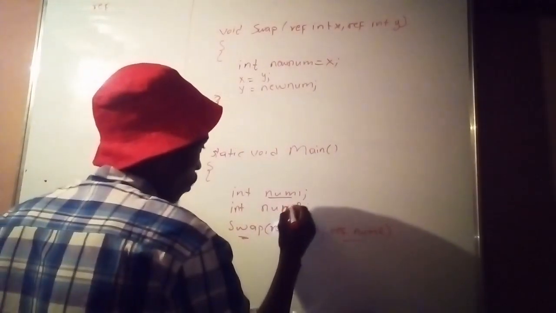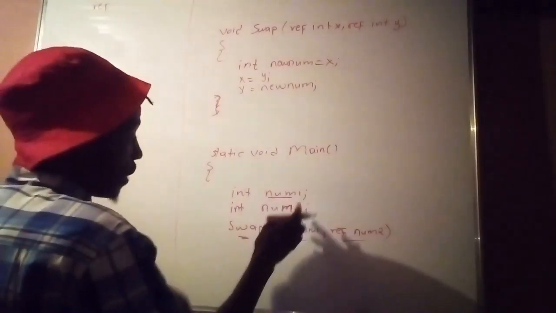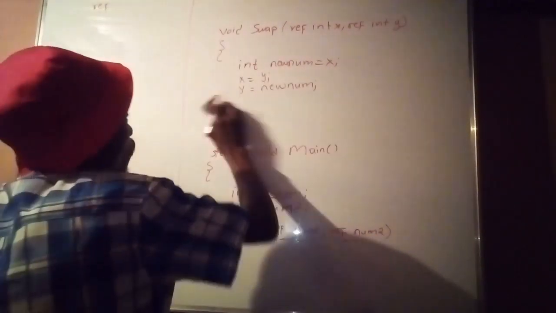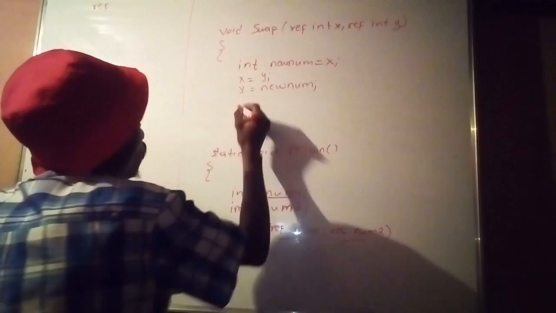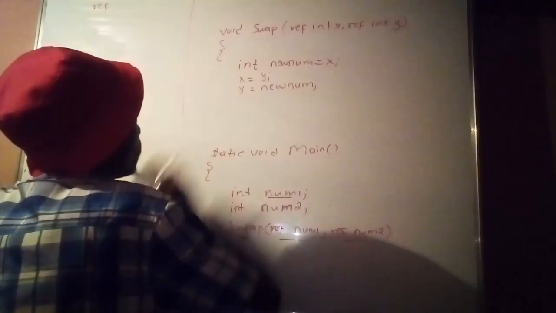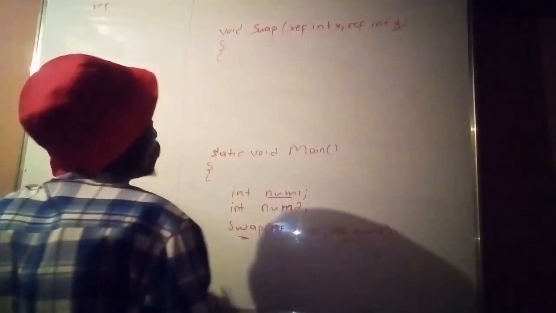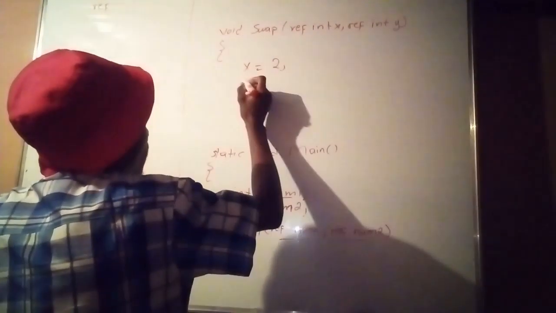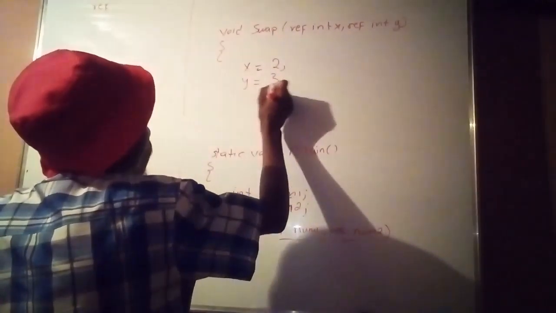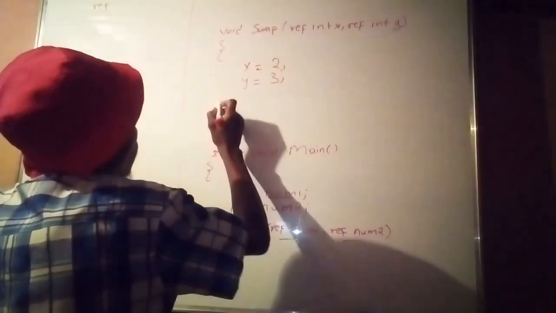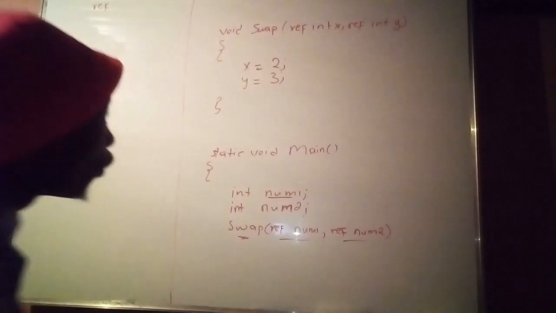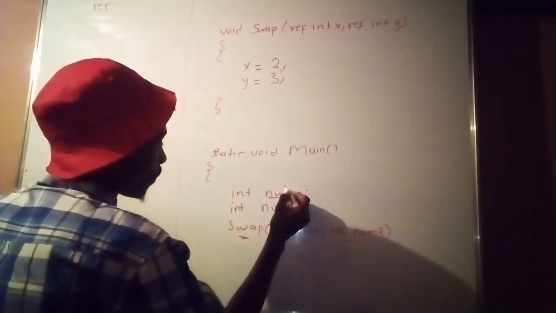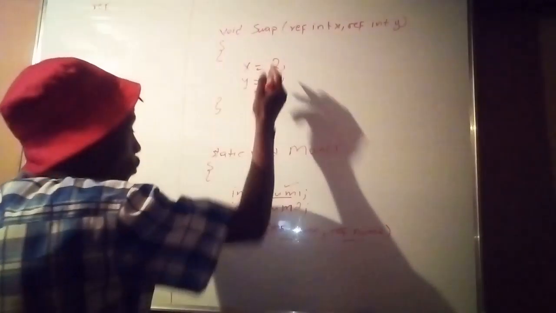Now there are no values on num1. There's nothing stored on num2. But when we go to that method, we say, okay, before we do that, let's say x is equal to 2, and then we say y is equal to 3. So now if you print the values of num1, you will get 2.